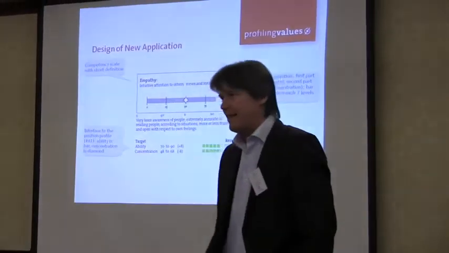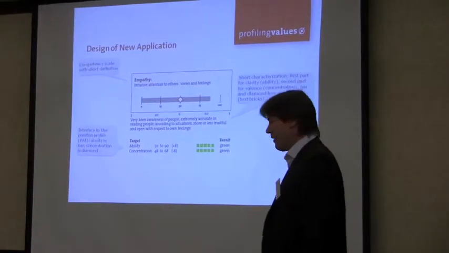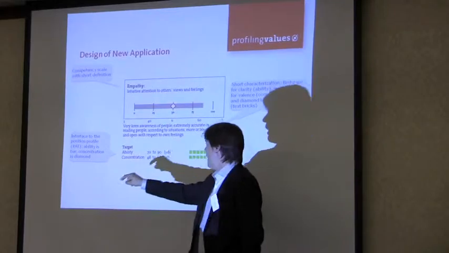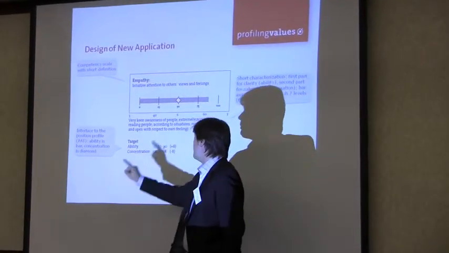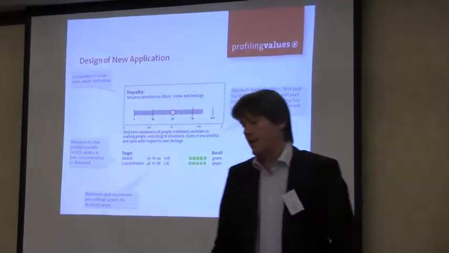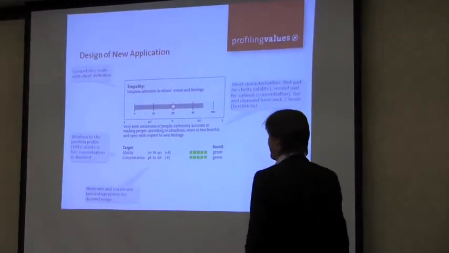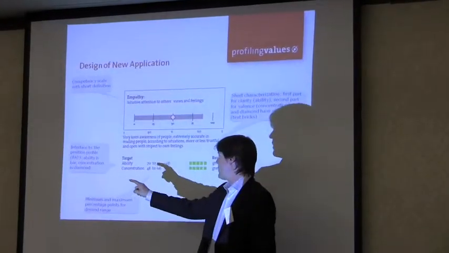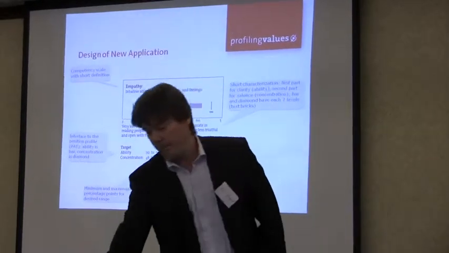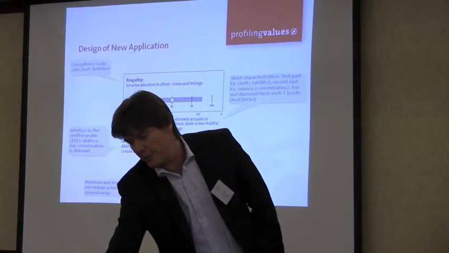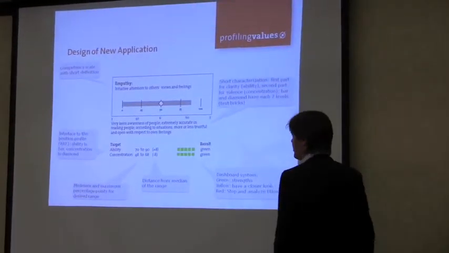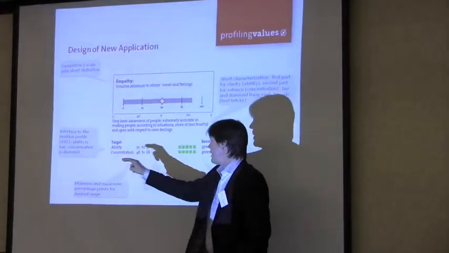Below that, we'll find the interface of the position analysis tool I've developed. And here the ability means the bar, and the concentration means the diamond. And within this position analysis tool, we have then minimum and maximum percentage points of the desired range we want the person to be in. Distance from median, and then the dashboard system, which shows us whether a person is within this percentage corridor.